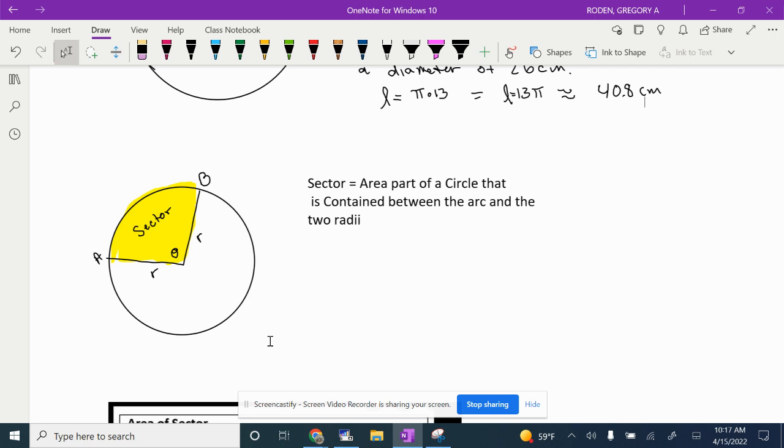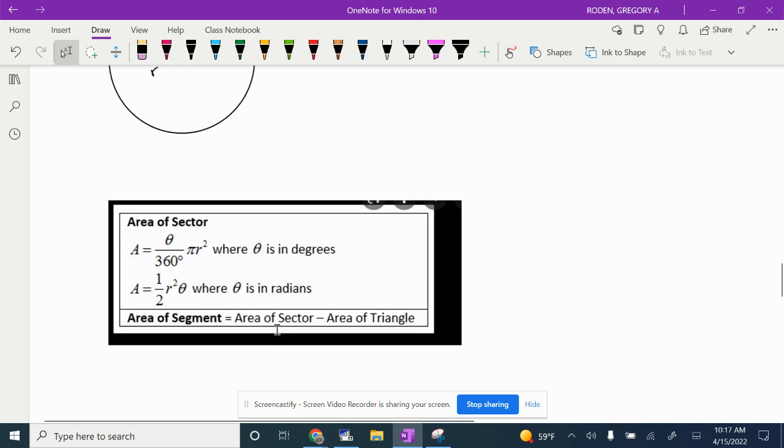Now, we need a formula. What two kinds of formulas do you think we're going to have for a sector? One in one kind of units and one in another: radians and degrees. Which one do you think is going to be the more simplified formula? Radians is going to be a simplified version, but here they are. So the area of a sector, if you're going to do it in degrees, is theta over 360 times pi r squared.